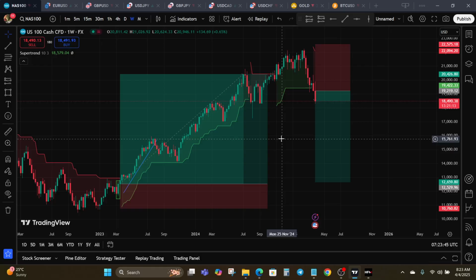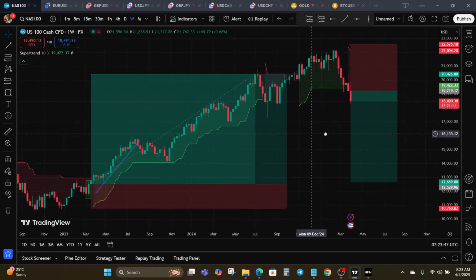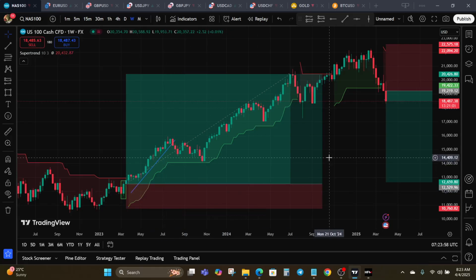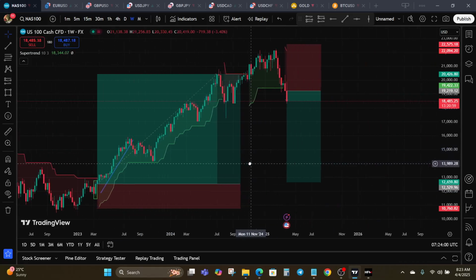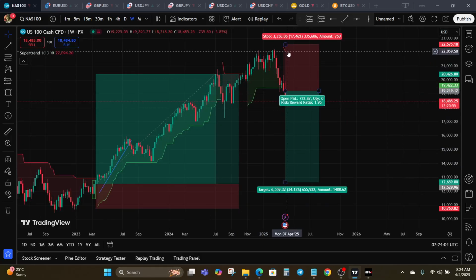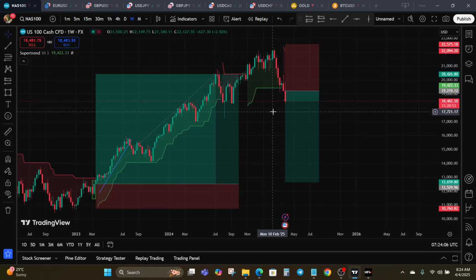For example, you are waiting for a buy opportunity. You have to wait for the green color for the super trend indicator to form, and you have to wait for a bullish candlestick pattern before you enter. If you're waiting for a sell, you have to be patient enough for the color of the super trend to change to red and for a bearish confirmation candlestick pattern to form. So patience is key.